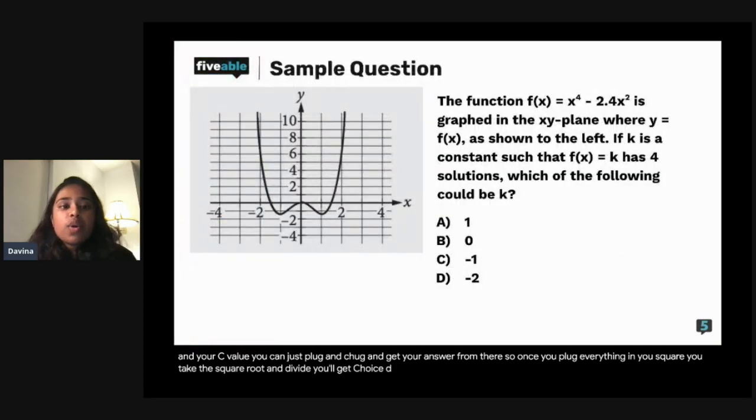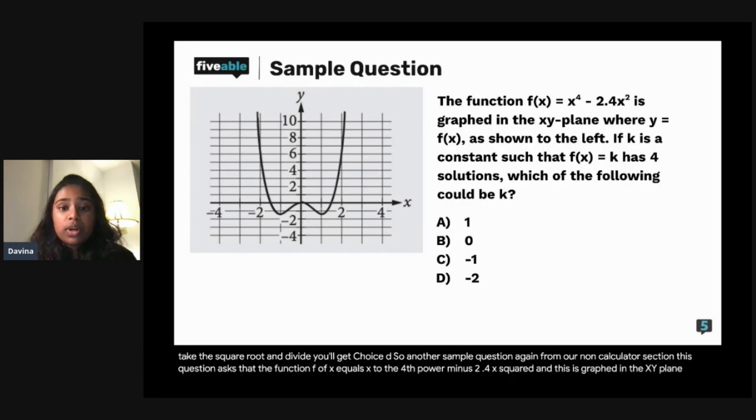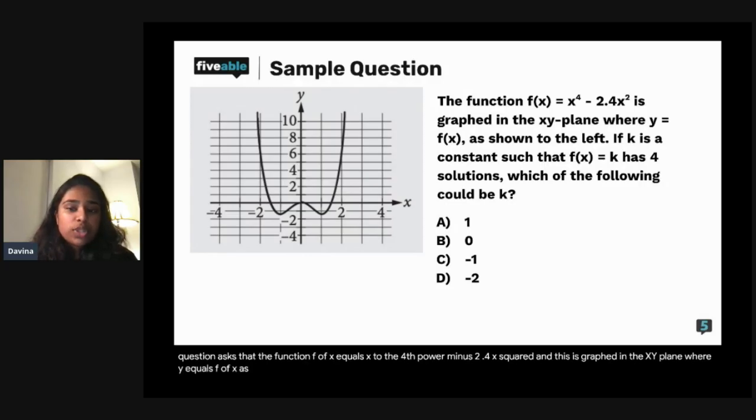All right, so another sample question, again from our non-calculator section. This question asks that the function f at x equals x to the fourth power minus 2.4x squared, and this is graphed in the xy plane where y equals f at x as shown to the left. So if k is a constant such that f at x equals k has 4 solutions, which of the following could be k?